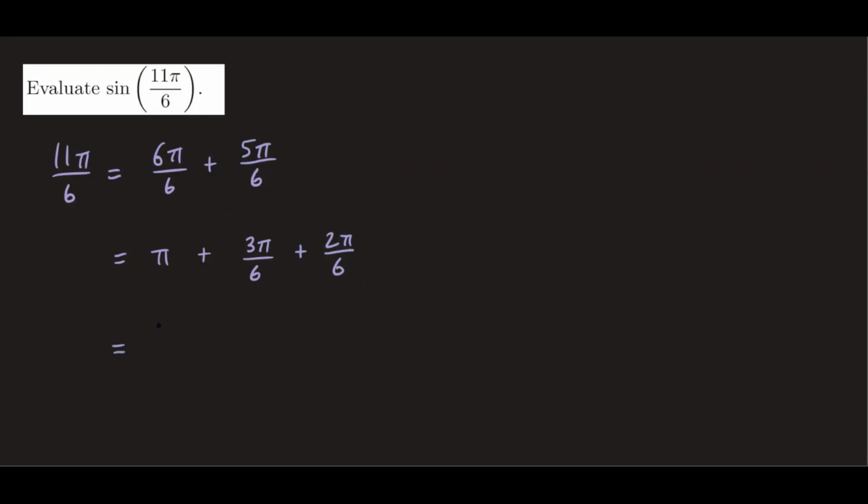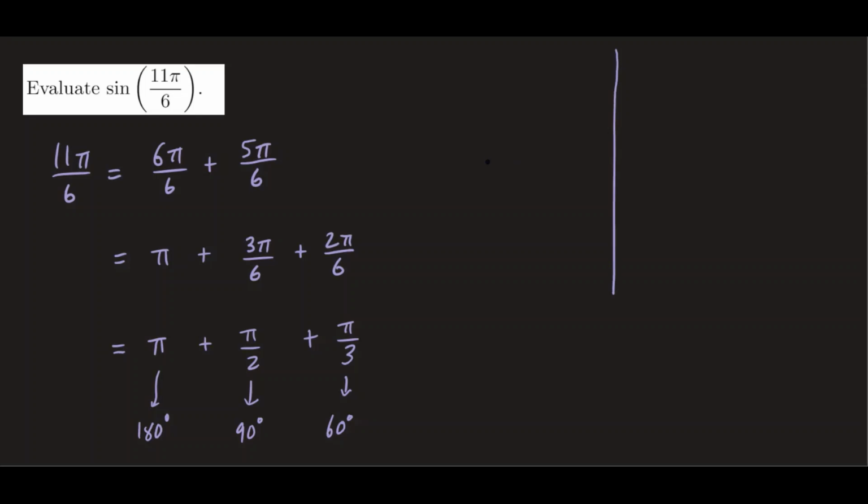Now simplify them. So we have a pi, which we know is 180. 3 pi over 6 simplifies to pi over 2. And then 2 pi over 6 simplifies to pi over 3. Well, these are some angles that you should be familiar with in degree measure. This is 180, and this is 90, and this is 60. So now we're going to sketch 180 plus 90 plus 60, because that is 11 pi over 6.